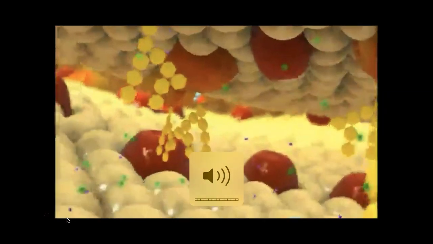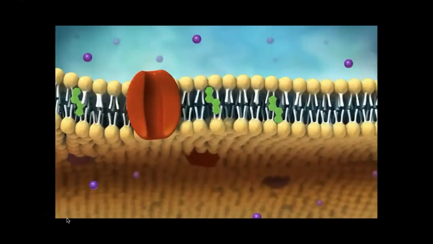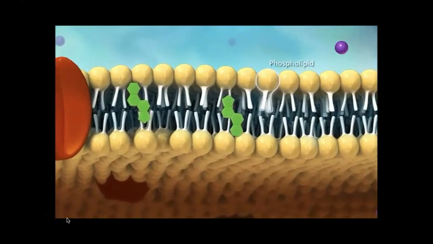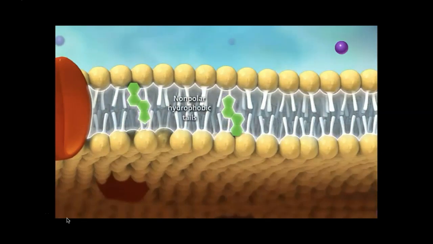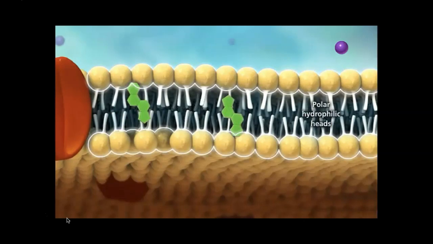These materials move in and out of cells by passing through the plasma membrane of the cell. The plasma membrane surrounds the cell and separates the interior of the cell from its environment. This semi-permeable membrane is composed of a lipid bilayer. Phospholipids make up a large part of the membrane and form a bilayer. The structure of the bilayer is due to the tail-to-tail packing of the nonpolar hydrophobic tails, composed of two fatty acid chains, and the polar hydrophilic heads, composed of glycerol and phosphorylated alcohol.